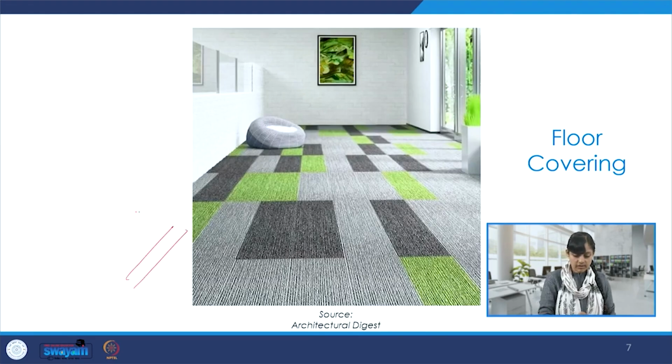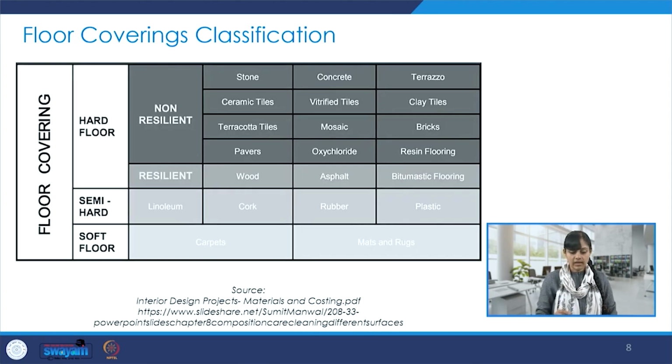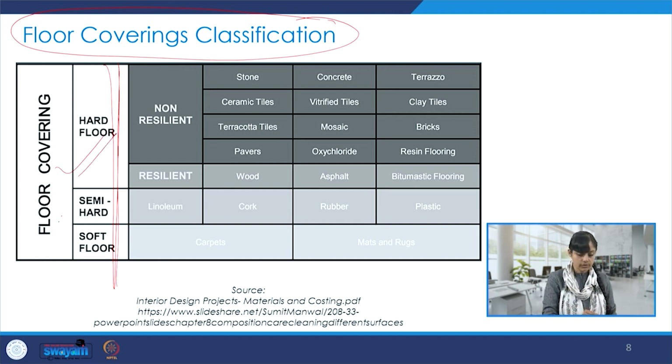Some of the examples of floor covering and floor treatment, floor finishes, we have seen elaborately in one of the lectures. So some images I have put over here with due credits to the resources. And this is one of the classifications for floor coverings. And when we talk about floor coverings, we often see the reference to hard floor, semi-hard, and softer floor. And within that also we have non-resilient and resilient when we talk about the hard floor classification.